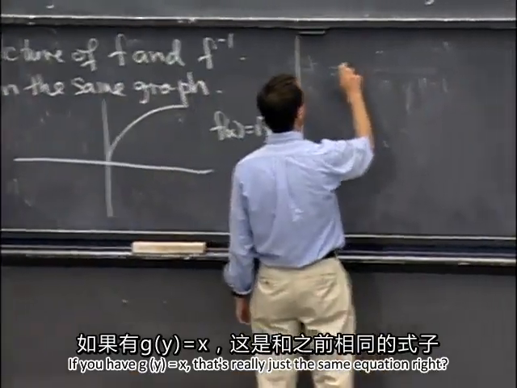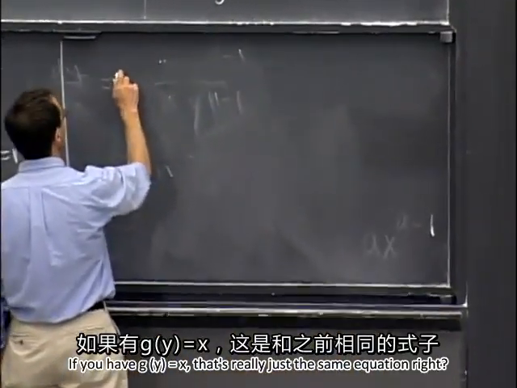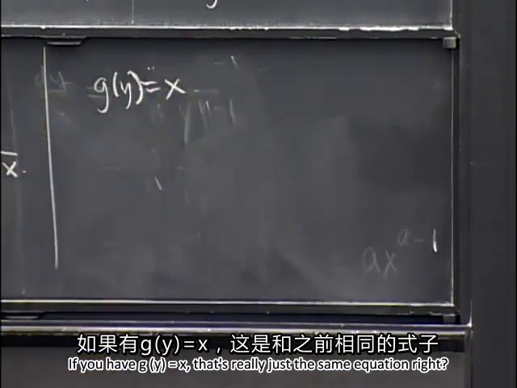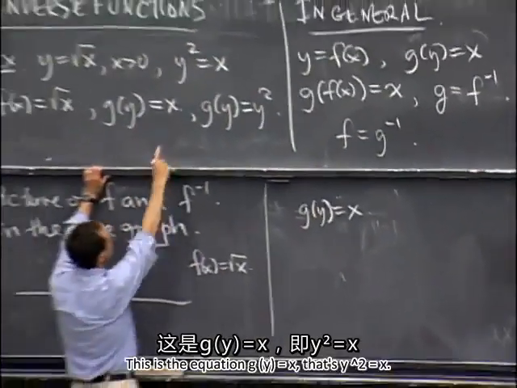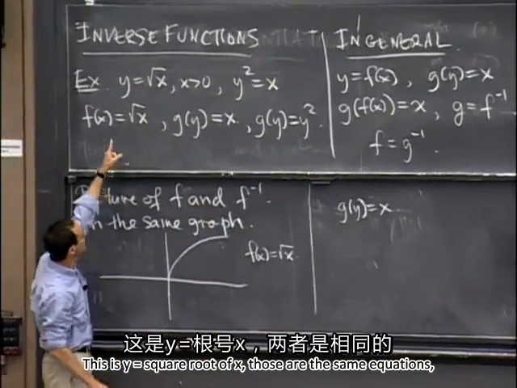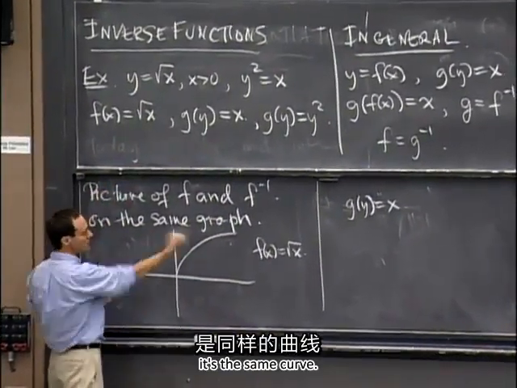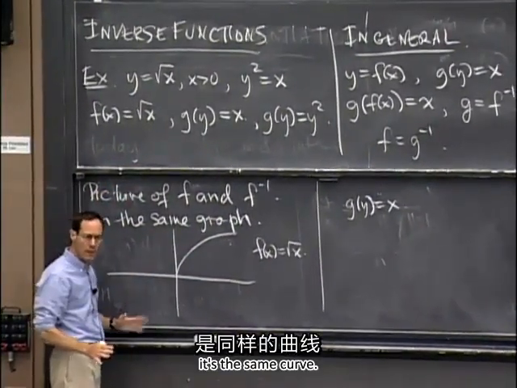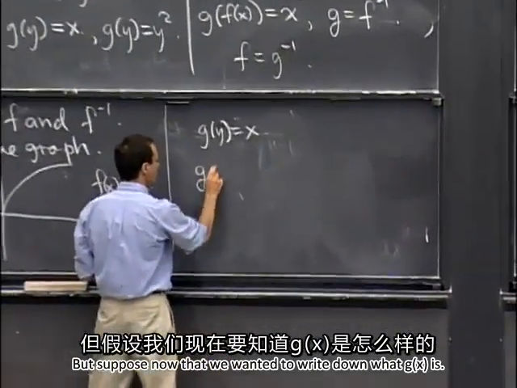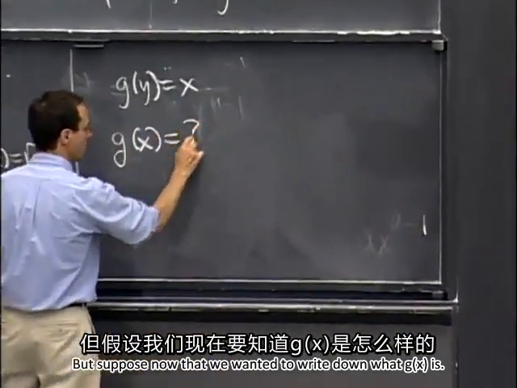If you have g of y is equal to x, that's really just the same equation, right? This is the equation g of y is equal to x. That's y squared equals x. This is y equals square root of x. Those are the same equation. It's the same curve. But suppose now that we wanted to write down what g of x is.